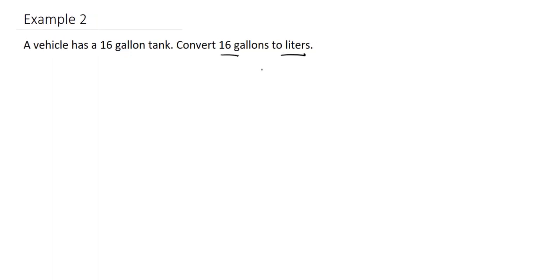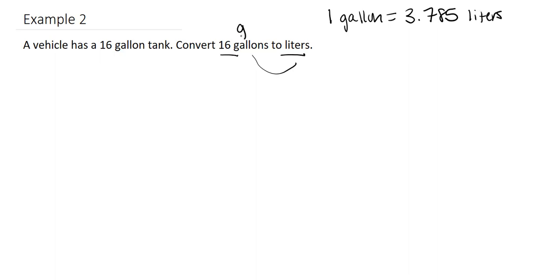Well, we need to know this relationship. So 1 gallon is equal to 3.785 liters. Now, gallons can be represented as GAL, and liters as a capital L. Now, we can go ahead and work this problem out.